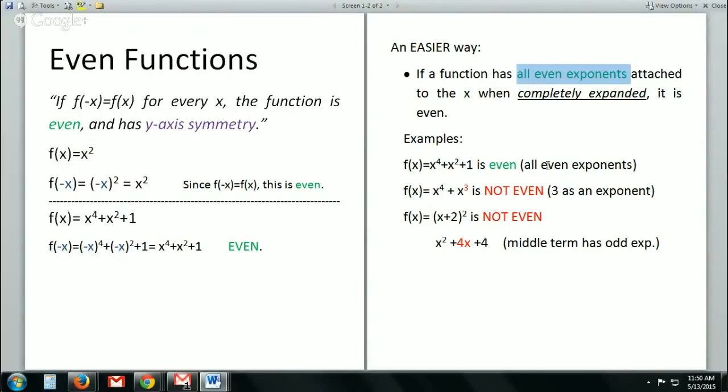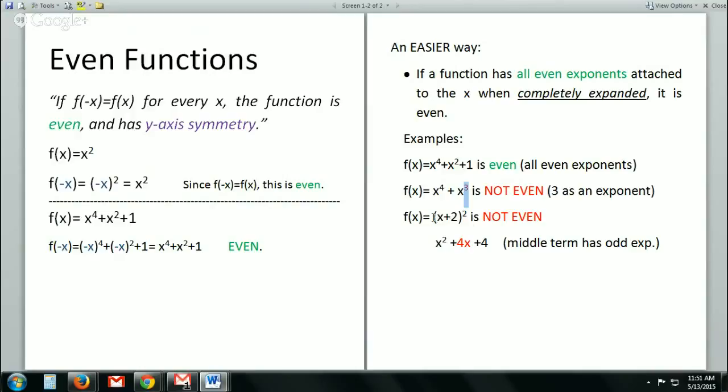So now let's look at some examples about that. The one that we just saw, all of the exponents are even, so this is going to be an even function. But now here is one, x to the fourth plus x cubed. Since that 3 is not even, that makes this function not an even function.